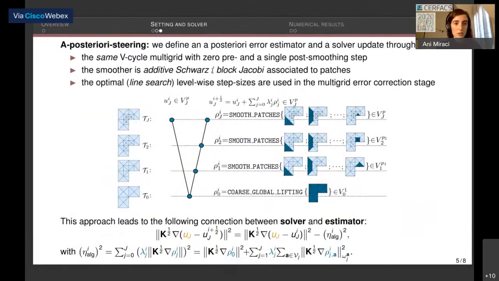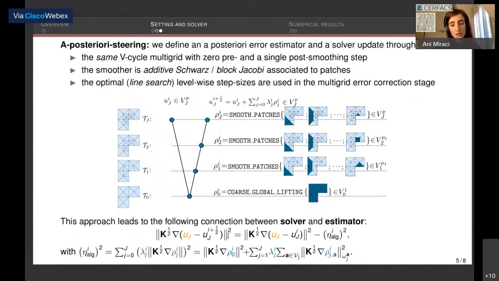What we call a posteriori steering is the approach in which we construct an a posteriori estimator and a solver update through the same procedure, which is a V-cycle with zero pre-smoothing and a single post-smoothing step. The smoother in question is additive Schwarz or block Jacobi associated to patches of elements. And we also use optimal step sizes in the multigrid error correction stage, and these are level-wise.